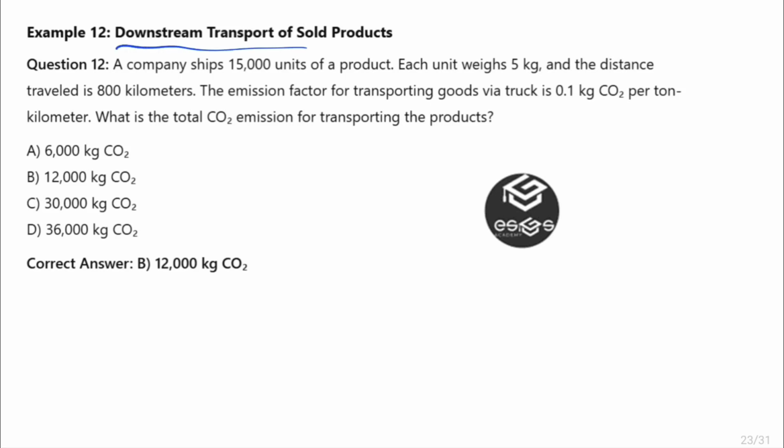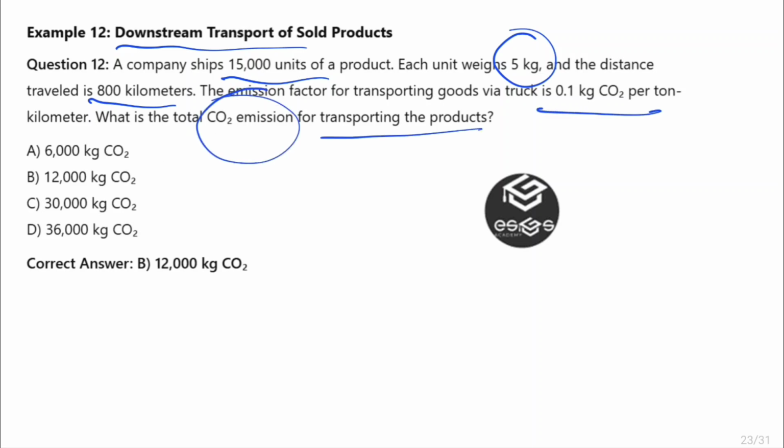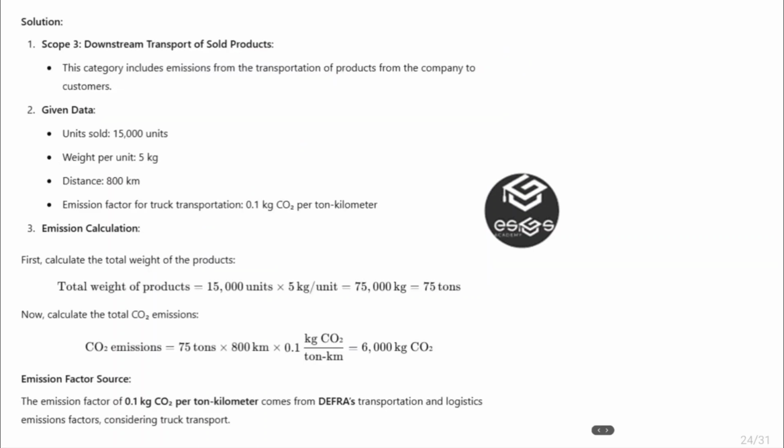We have one more case, of downstream transportation of the sold product. A company is shipping 15,000 units of the product, each weighing 5 kg. The distance traveled is 800 kilometers. The emission factor is given. Now what will be the total CO2 emission for transporting these products? So the answer is 12,000 kg, but how this answer is coming, let us find it out.